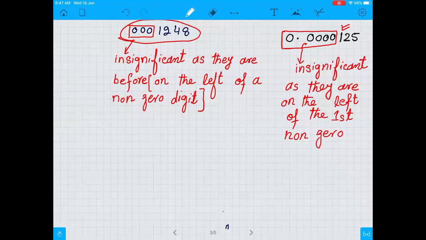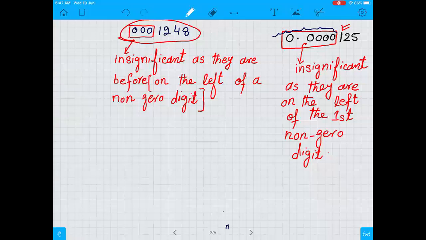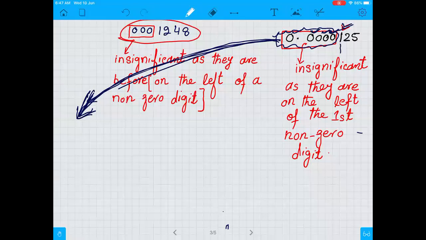Here I may ask a question. What is the purpose of these 5 zeros? The purpose of these 5 zeros, as far as I can understand, is to determine the place value of this 1. If we remove these zeros, the only problem is that the place value of this 1 will change.